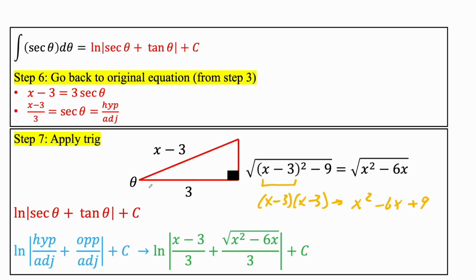Finally, we're almost done. So we have the natural log. Secant is hypotenuse over adjacent. Hypotenuse is x minus 3, adjacent is 3, plus tan theta. Tan is opposite over adjacent. Opposite is this piece right here, and our adjacent is 3, and then plus c. And this right here is our final answer. And that's all we need to do for this problem.